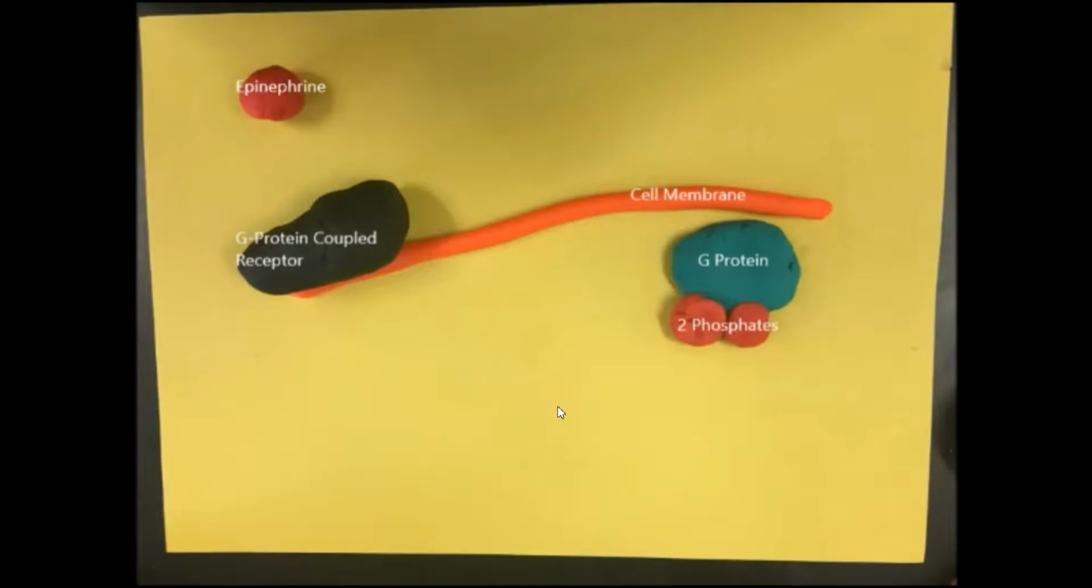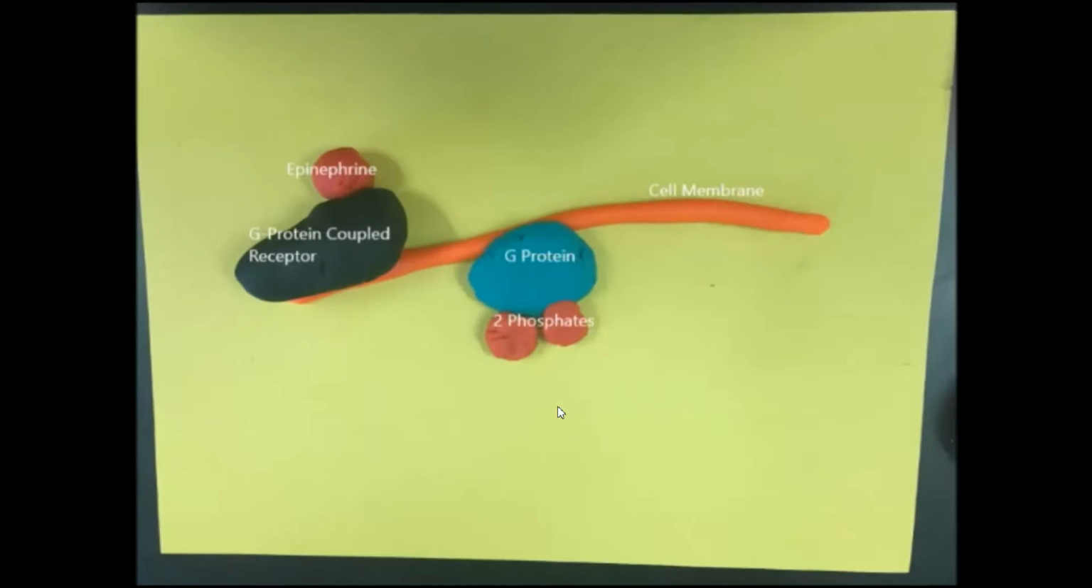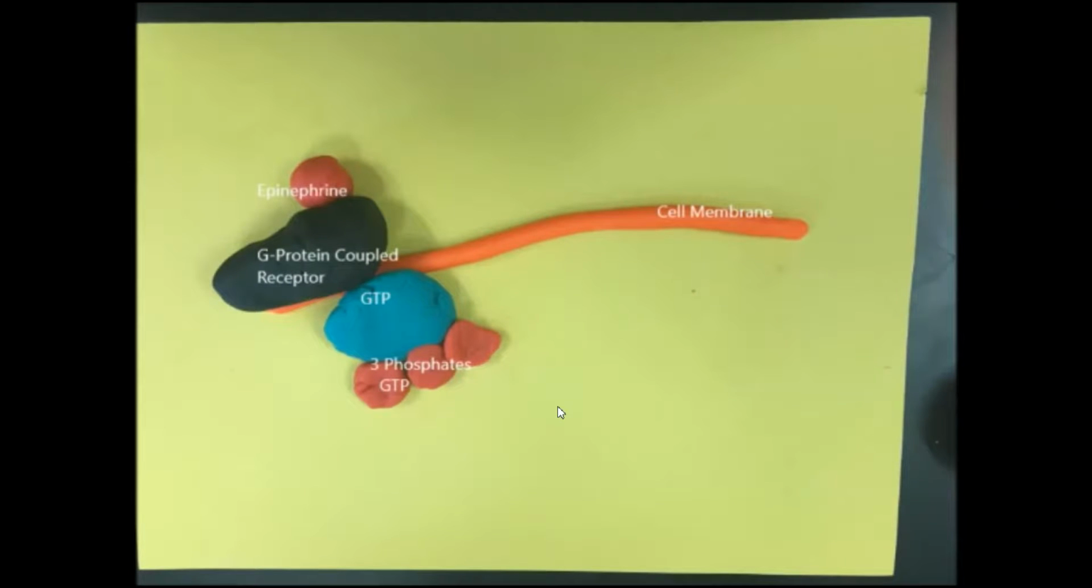G protein coupled receptors. The example of epinephrine. The epinephrine bonds to the G protein coupled receptor, which brings over the G protein and turns it from GDP to GTP.